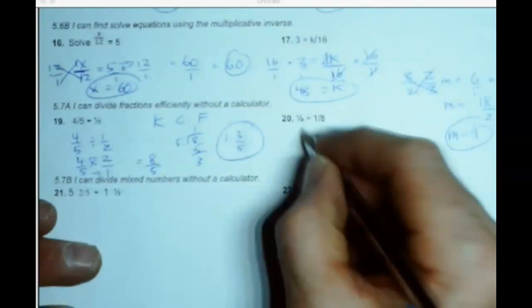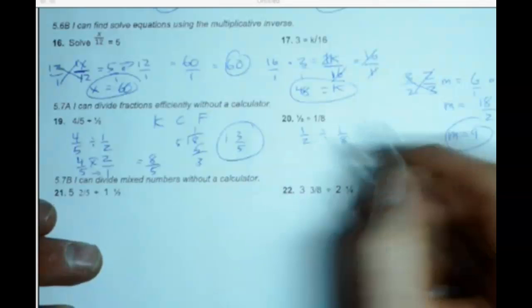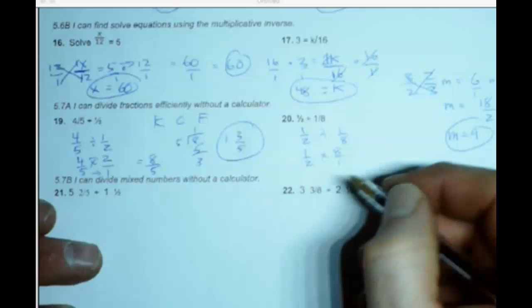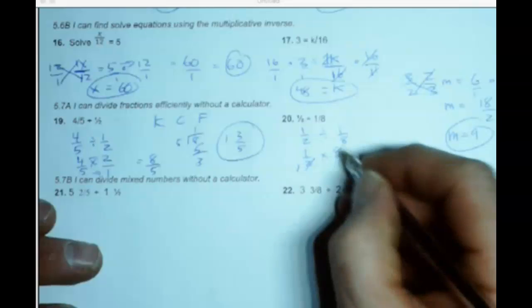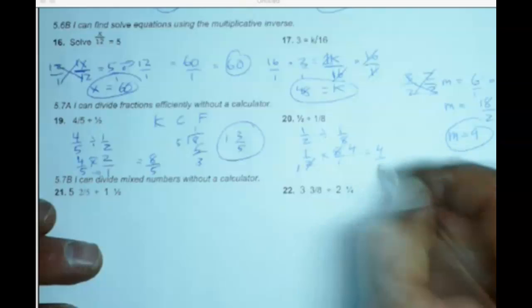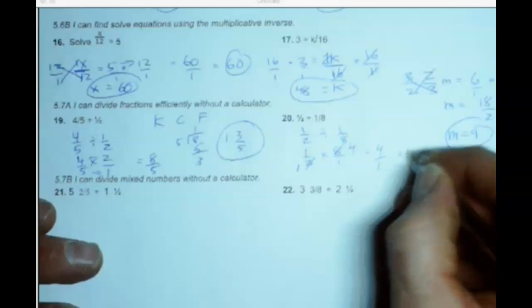All right, let's take a look at this guy here. We have 1/2 divided by 1/8. Okay, well, I'm going to keep it. I'm going to change it. I'm going to flip it. Oh, look, I can divide on this one. I'm going to divide by 2, it's 1. I'm going to divide by 2, it's 4. 1 times 4 is 4. 1 times 1 is 1. I've got 4 over 1. 4 divided by 1 equals 4.